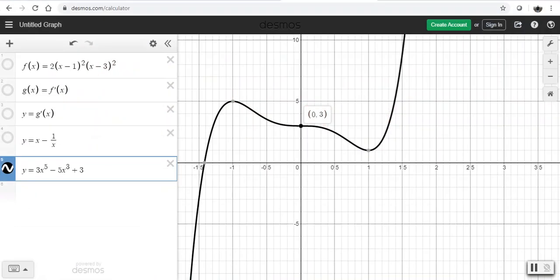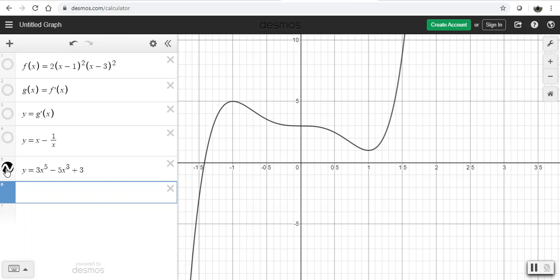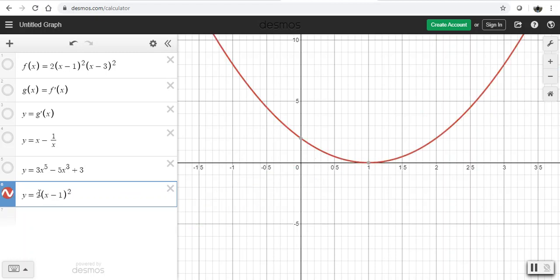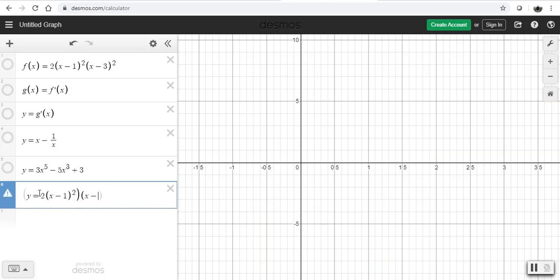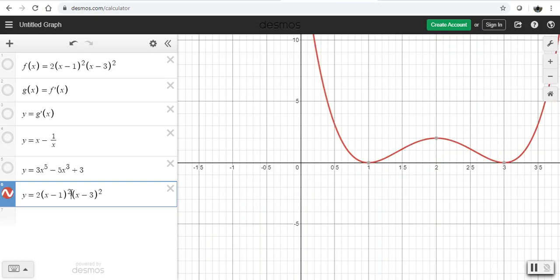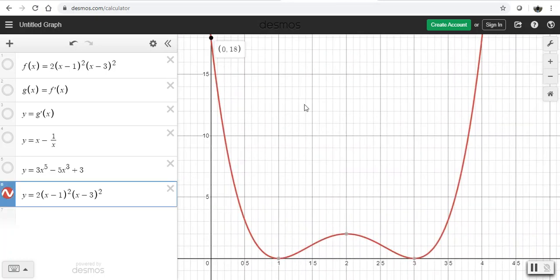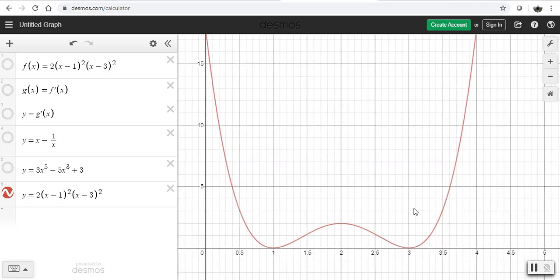And we can verify this sketch by looking at, let's say, y equals 2 multiplied by x minus 1 squared, and then x minus 3, and that's squared also. We might have to get rid of some parentheses. There we go. So see how you have a minimum right here, you have a maximum, and you have another minimum. The y-intercept is a little trivial, it's just 0, 18. But at least that's one thing you'll need when you're sketching the graph.